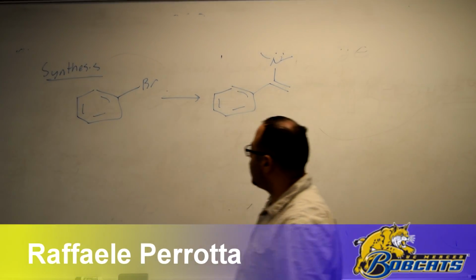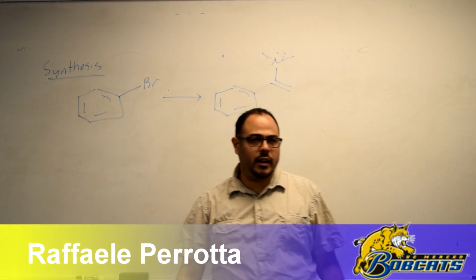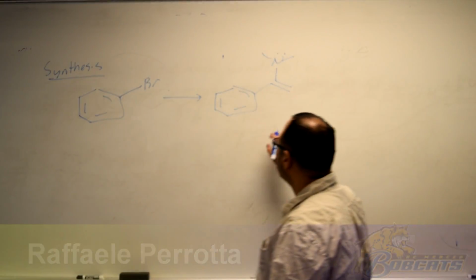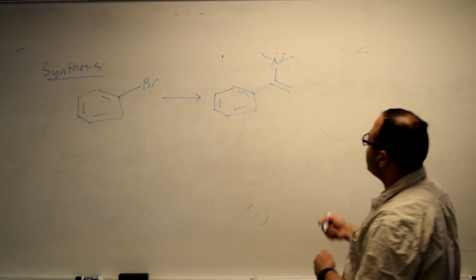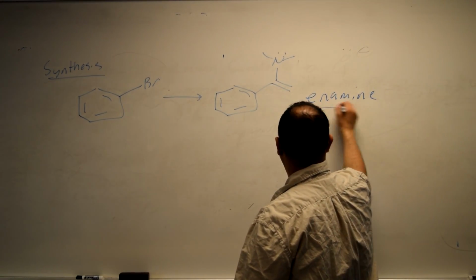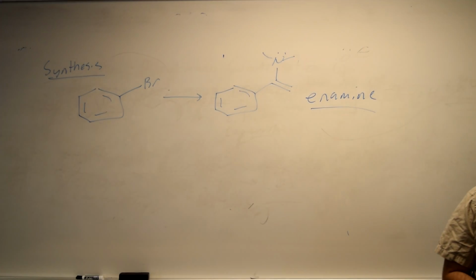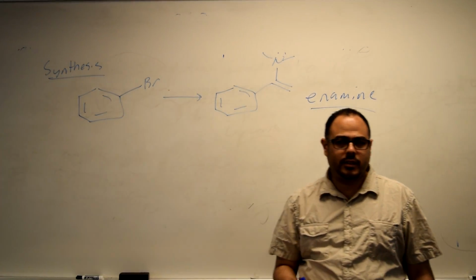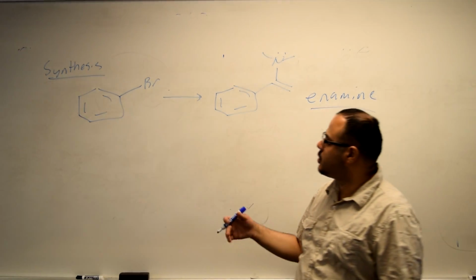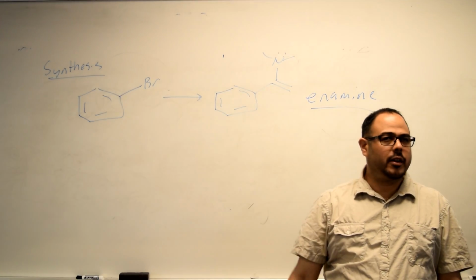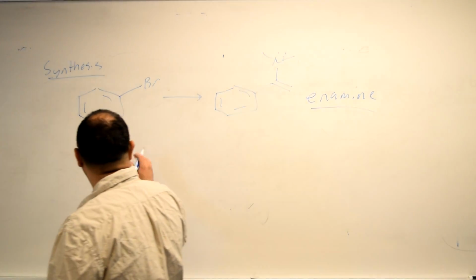At UC Merced. We're going to do a synthesis video this time using bromobenzene, going to this enamine here. So this guy's an enamine. And so this is kind of using some carbonyl chemistry in principle. There's a couple ways of making this enamine, but I'm going to just choose one way of making it, and then you can look at other ways also that might be feasible.